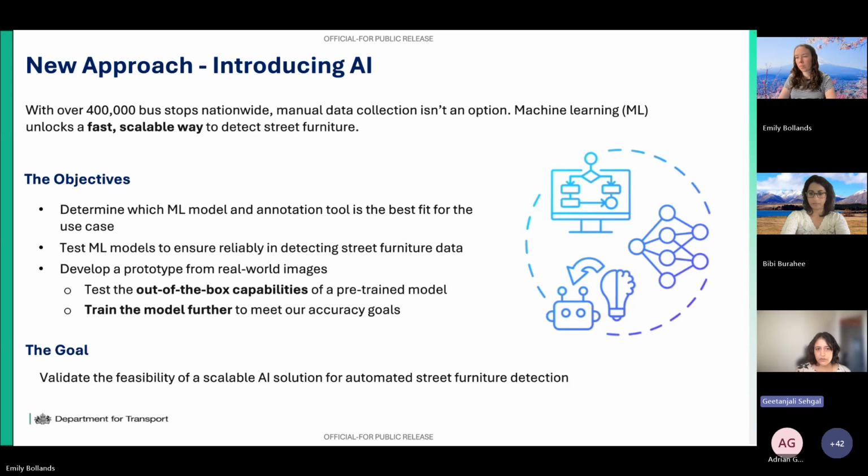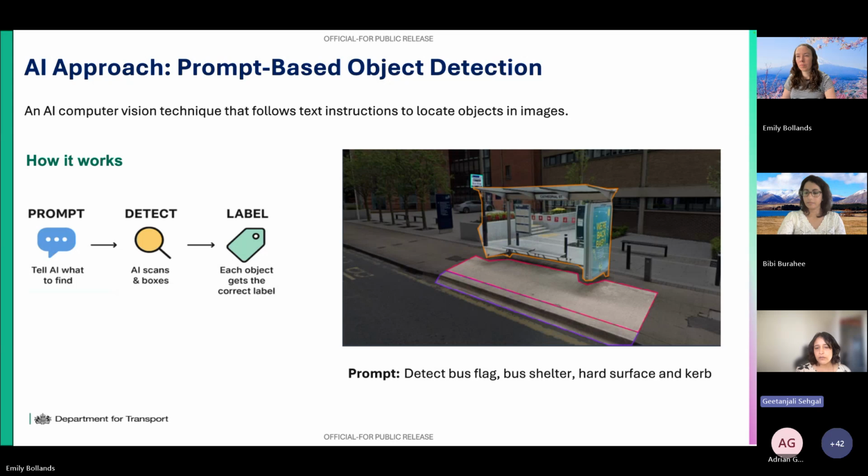Our approach is structured. We are starting by testing the out-of-the-box capabilities of these pre-trained models to see how well they perform without any modifications. And based on these initial results, we'll train the model to improve its performance and accuracy. The goal of this alpha phase is to validate if it is feasible to scale an AI approach to collect street furniture data. Where we are now, we have a model which we want to use to do the street furniture detection and annotation. And the next step is testing and refining these models.